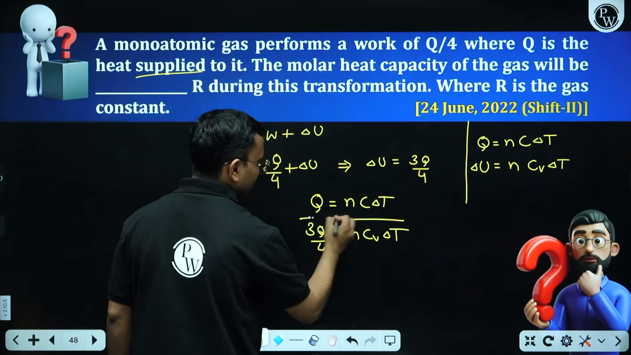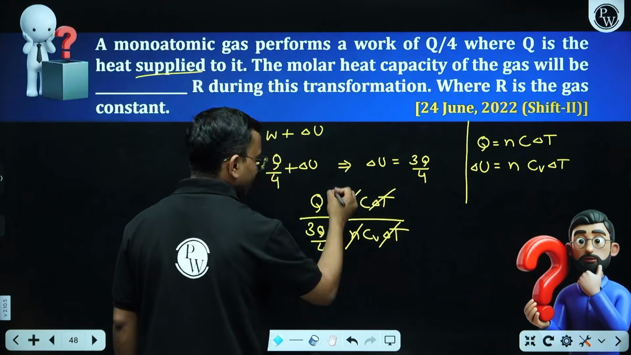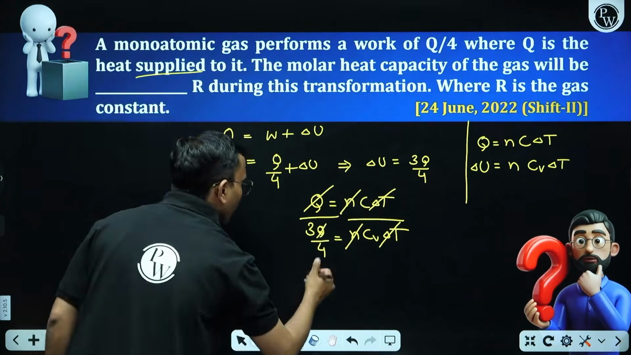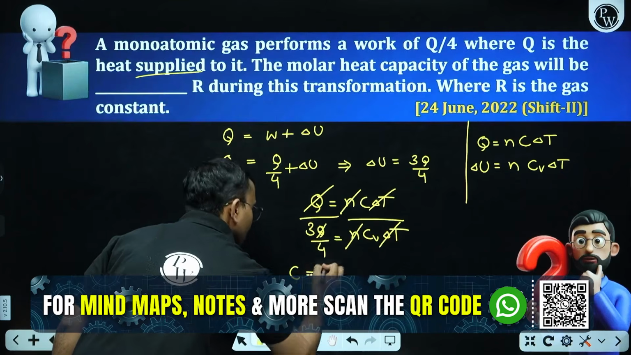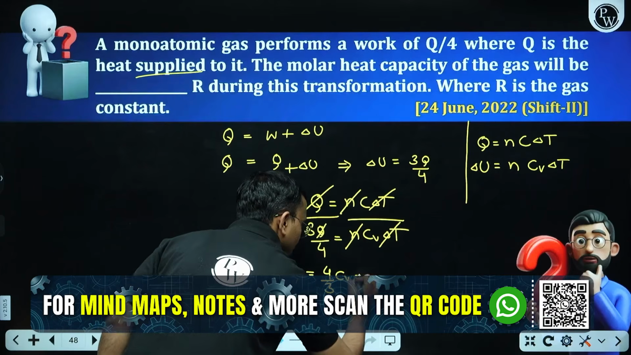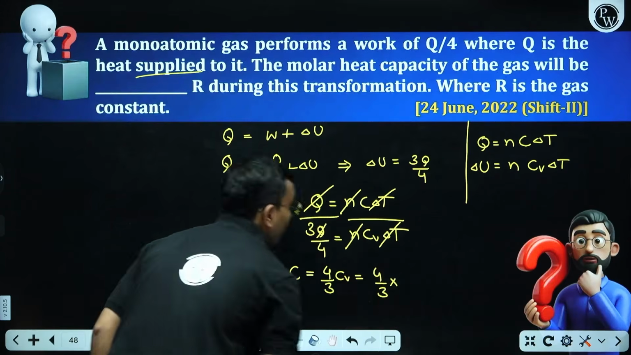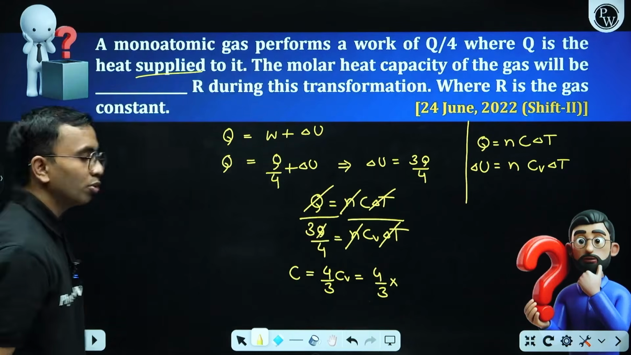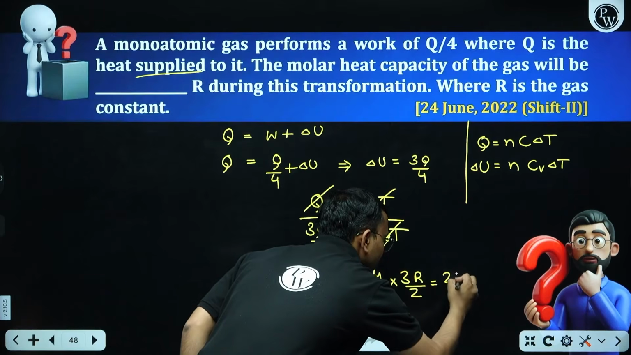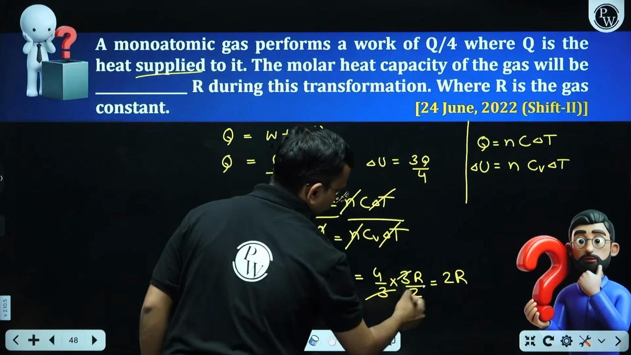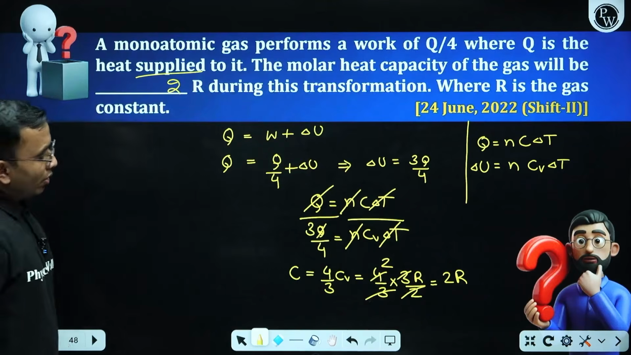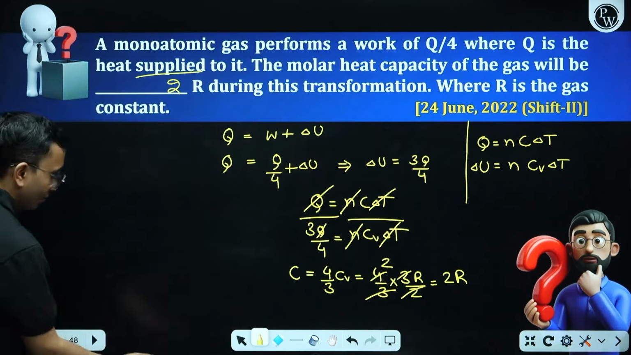Take the ratio. n will get cancelled, ΔT will get cancelled, Q will get cancelled. So this will become 4 by 3. So C is equal to 4 by 3 Cv. And what is Cv? This is a monoatomic gas. For a monoatomic gas, Cv is equal to 3R by 2. So this comes out to be 2R. Is this clear? Fine.